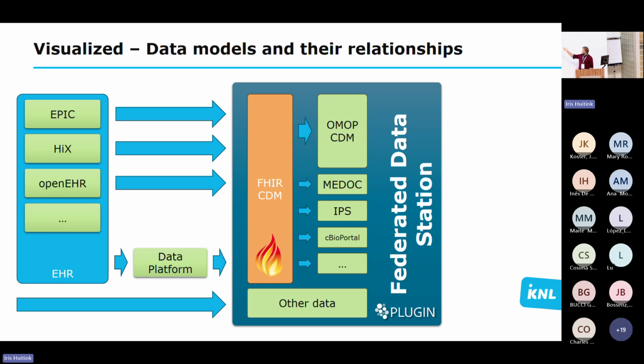We can use it for the MEDOC data set that DigiOne is proposing. We can use it for the International Patient Summary, the European Patient Summary. We can also create an export for cBioPortal. Well, that would be nice, wouldn't it?